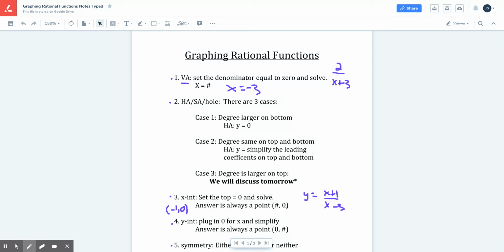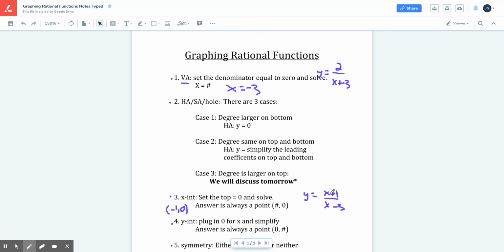There might be a problem where there is no x-intercept. For example, if we look up here, if this was our function, what makes the top equal to 0? Nothing. There's no x up there. 2 can never equal 0. So it is possible to have no x-intercepts. It's also possible to have more than one x-intercept. So for x-intercepts, you set the top equal to 0 and solve. For y-intercepts, you plug in 0 for x, and then you simplify.